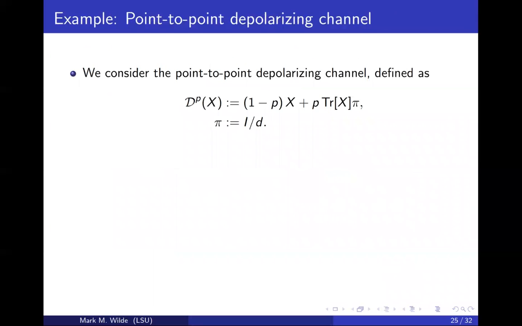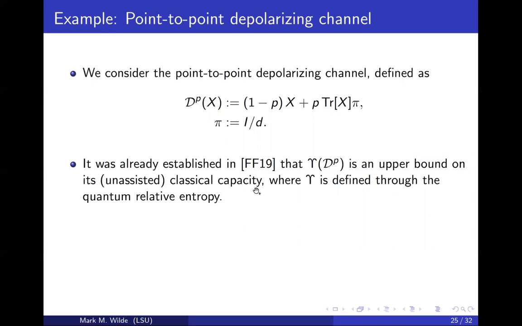So let's look at a final example. A very important channel commonly considered in quantum information is the depolarizing channel. And why is that? It's like a worst case scenario channel. It's simple to describe in terms of a single parameter. Either the qubit goes through with probability 1 minus p, or it gets destroyed and replaced with a maximally mixed state.